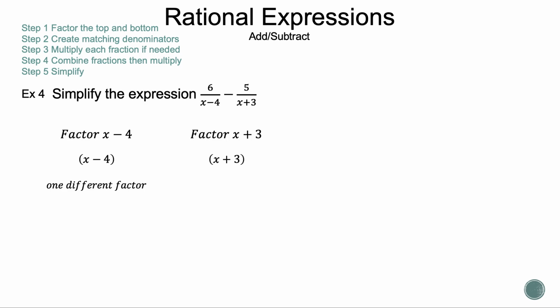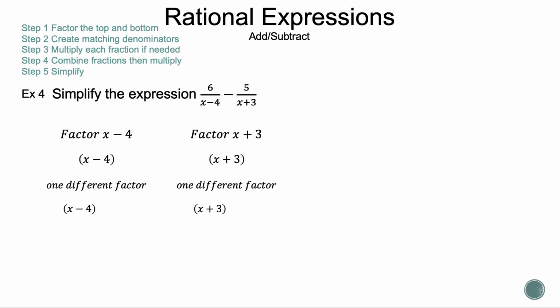Let's continue with x plus 3. Notice that we put parentheses around the term. This will help us later when we multiply. How many different factors do you think we have with the quantity of x plus 3? That's correct, 1 different factor, the quantity of x plus 3.